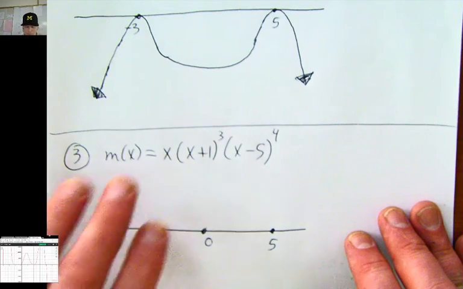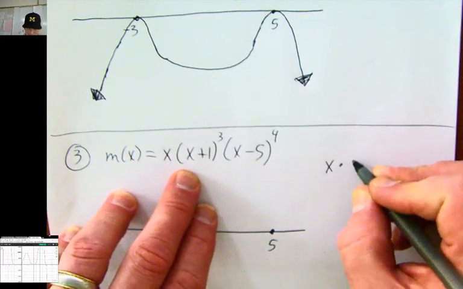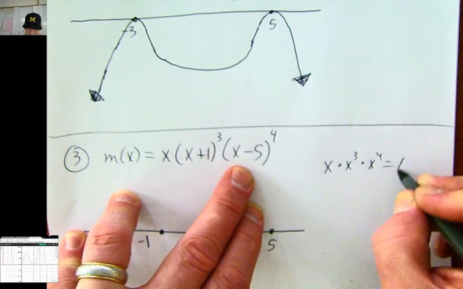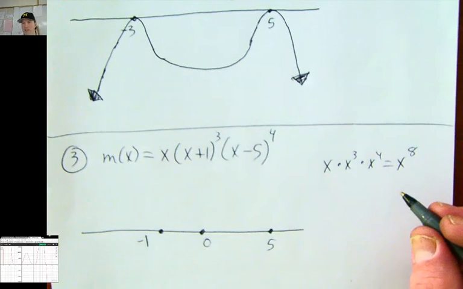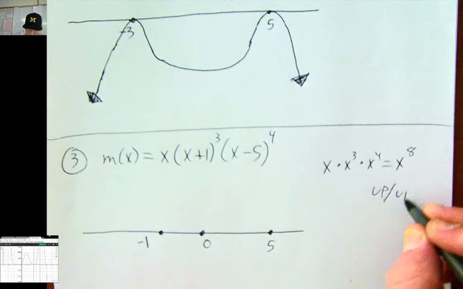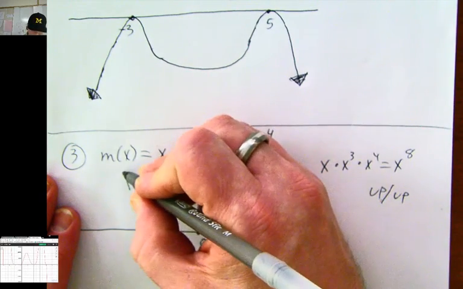End behavior. There's no leading coefficient here, but it's x times an x cubed times an x to the 4. That's an x to the 8. Positive x to the even. So we're talking up and up. So over here, the graph is pointing up.